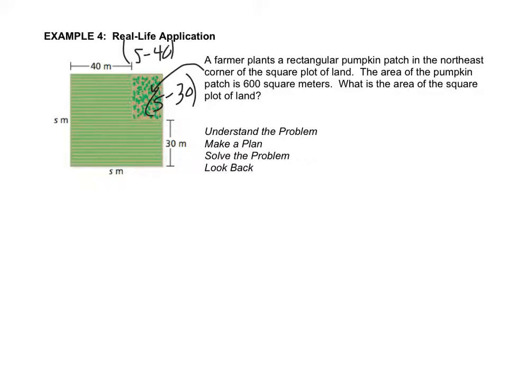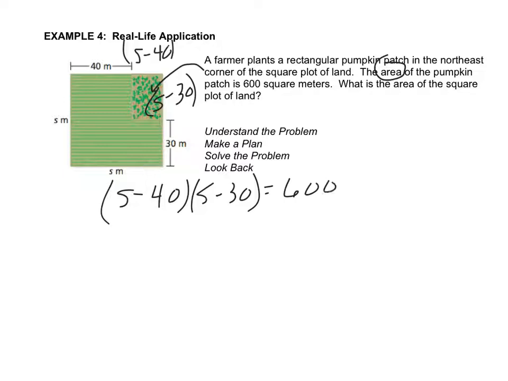Now we know that the pumpkin patch is 600 square meters. Because they're talking about area, we know that that's length times width. So I'm going to start this out with S minus 40 times S minus 30. And I know that those two things multiplied together give me 600. So we're just starting out with an equation and seeing where that goes. Now we have to get this solved.